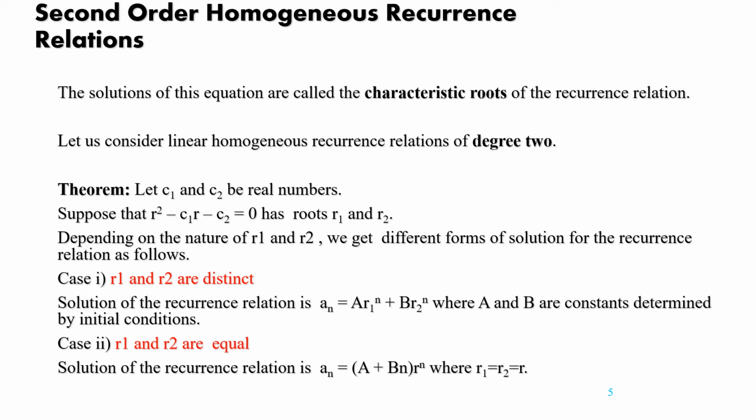If the roots are different, then the solution of the recurrence relation will be a_n equal to a into r1 raised to n plus b into r2 raised to n. A and b can be determined from the values of a0 and a1. If the roots are equal, then a_n can be obtained as (a plus bn) into r raised to n.